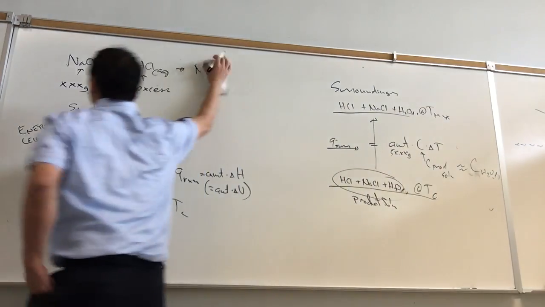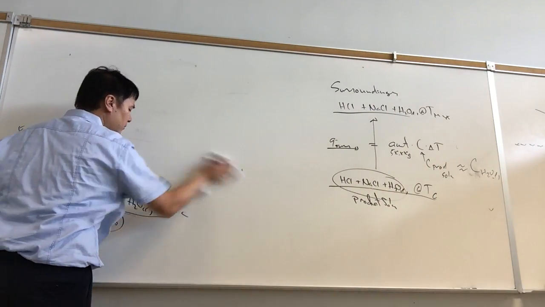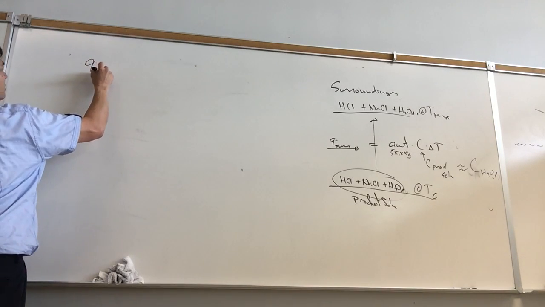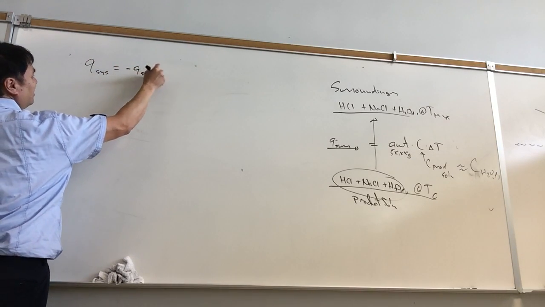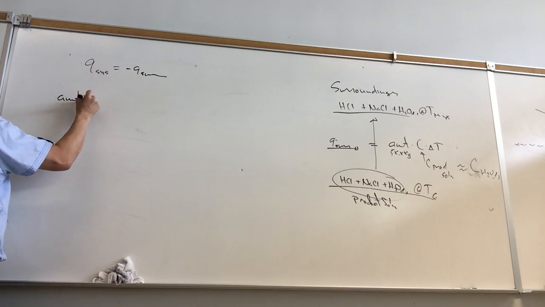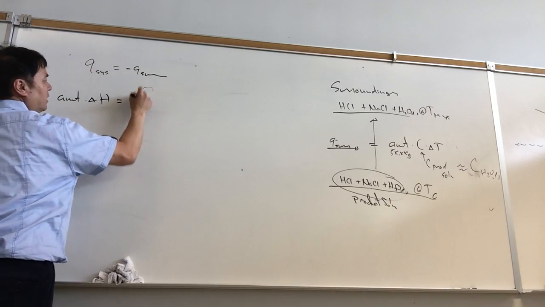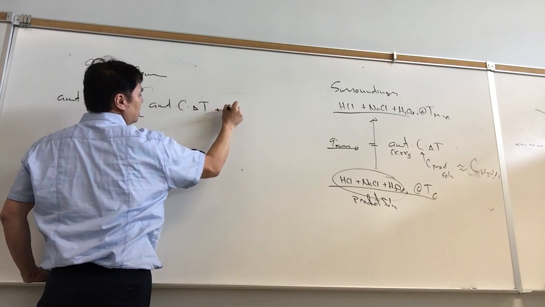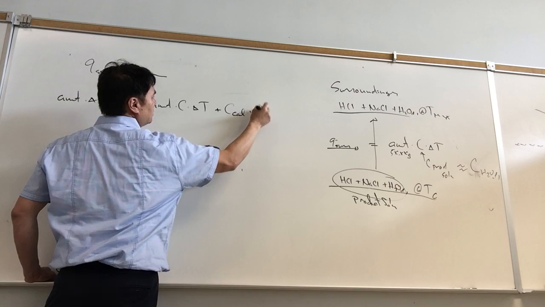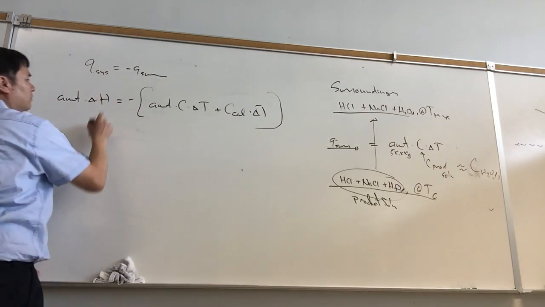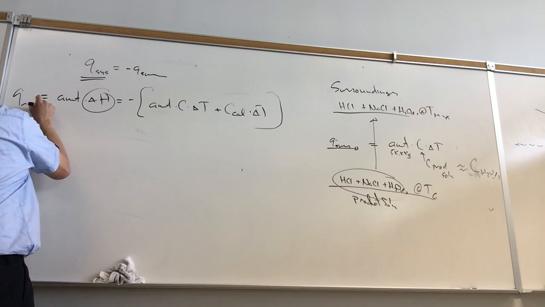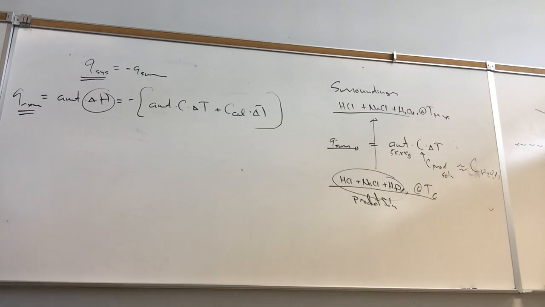All right, so then we put it together. Q of the system using the first law of thermodynamics. What does the first law of thermodynamics say? It says that Q of the system is equal to minus Q of the surroundings. And so we get the amount times delta H is equal to minus, okay, amount times C times delta T plus C of the calorimeter times delta T. And then we solve for delta H and we solve for Q of the reaction. We solve for those two in the report sheet.